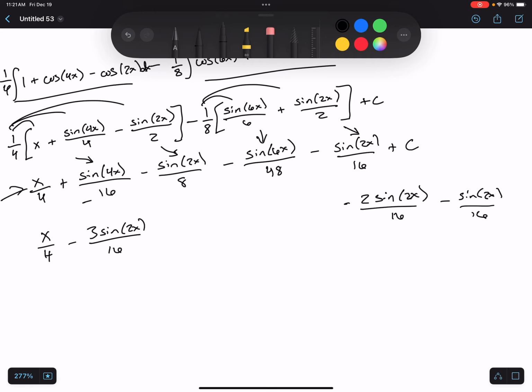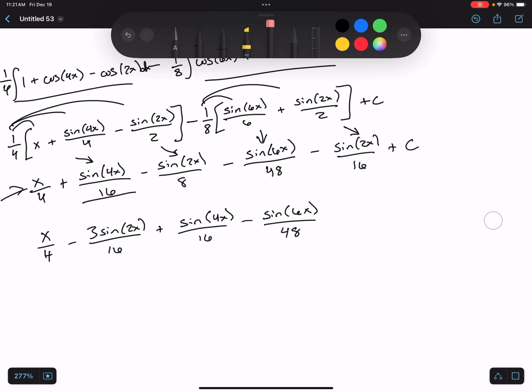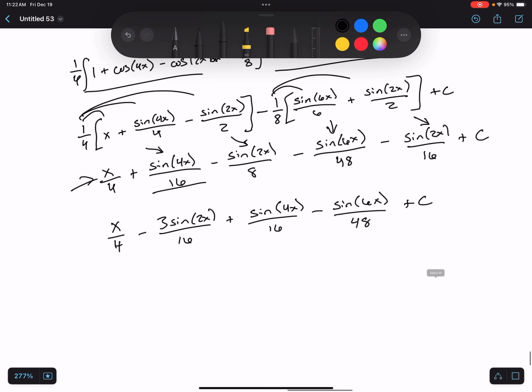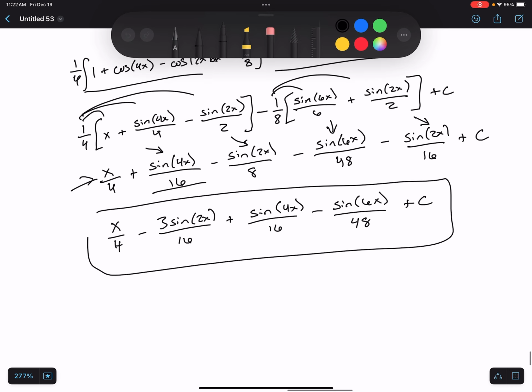And now we can grab the sine 4x. We can add sine 4x over 16. Go ahead and subtract the sine 6x over 48. And then we can get rid of all this. And we can add our constant at the end. And this is the final solution to our indefinite integral.